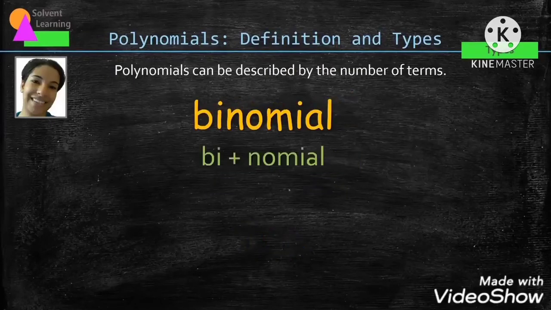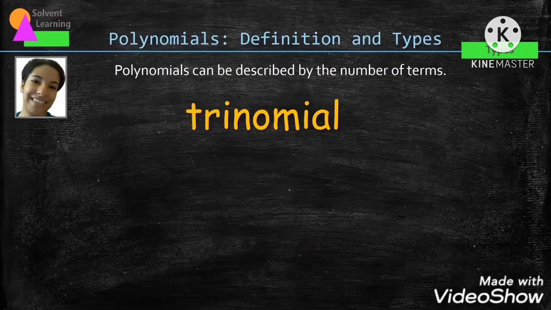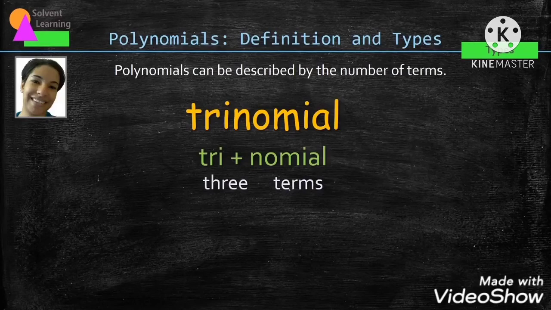A binomial can be broken down into bi and nomial. Bi meaning 2, nomial meaning terms, so a binomial has 2 terms. In this expression, the 2 terms are 3y and 2. A trinomial can be broken down into tri and nomial. The prefix tri means 3, nomial means terms, so a trinomial has 3 terms. In this polynomial, the 3 terms are x, 7y, and 5.